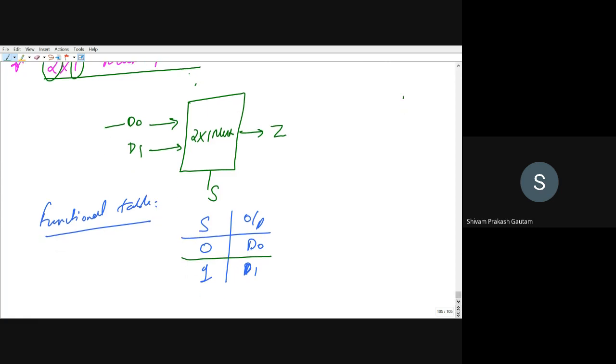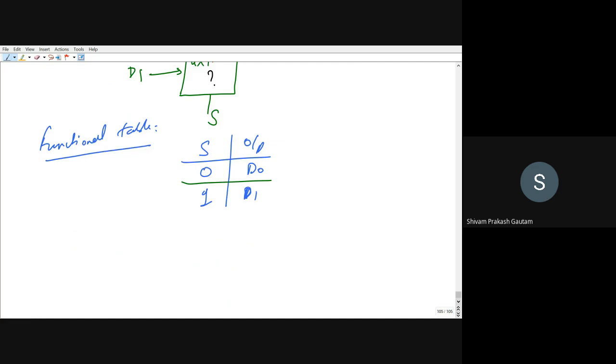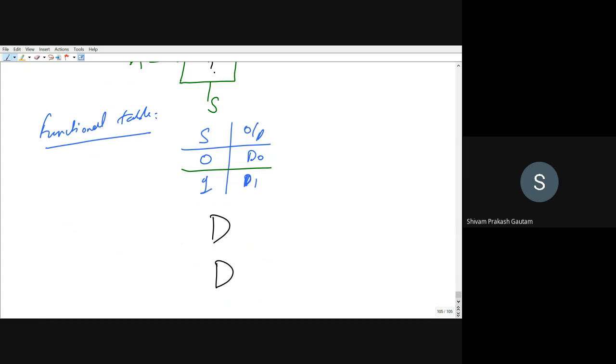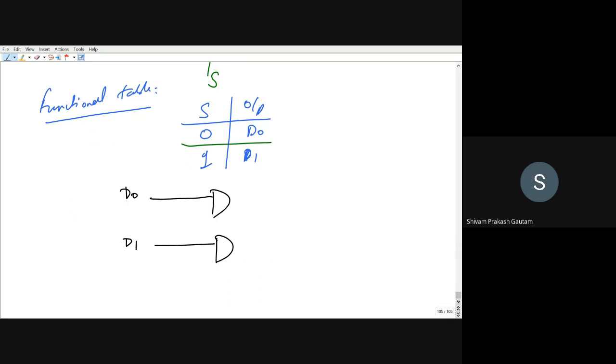Now if you want to see what the circuitry will look like inside this black box, you can draw two AND gates, and we can have one input as D0, another input to the other AND gate is D1, and we can have S here. The input to this is S, and when S is equal to 0, that is why I have used a NOT gate here.